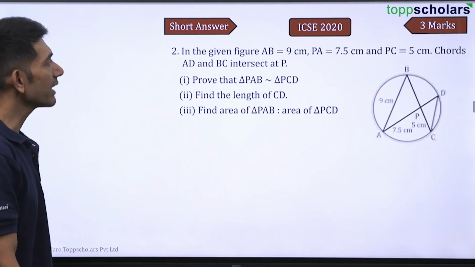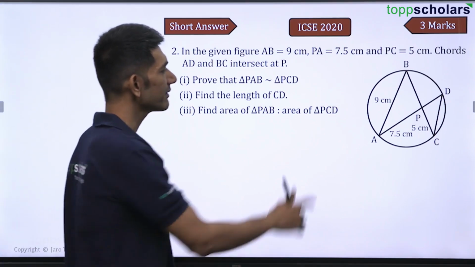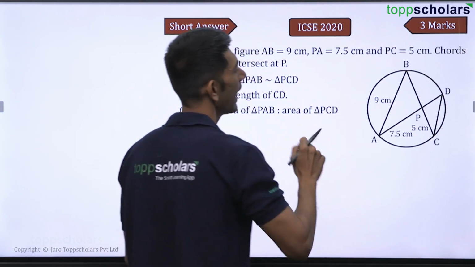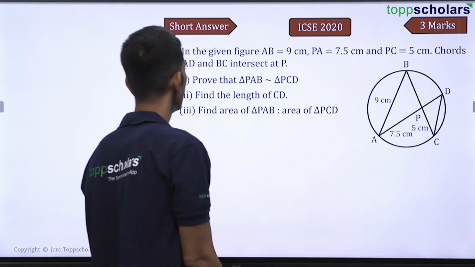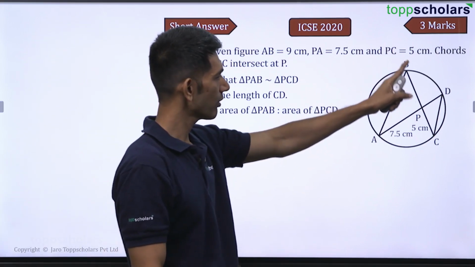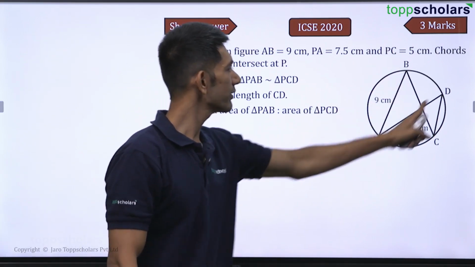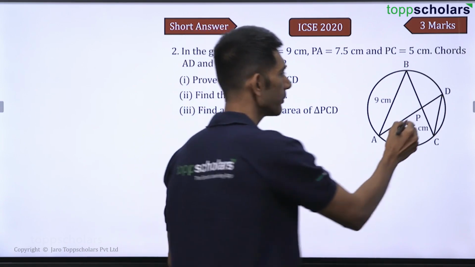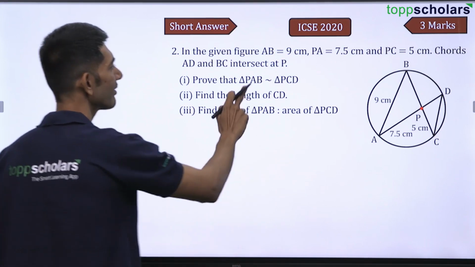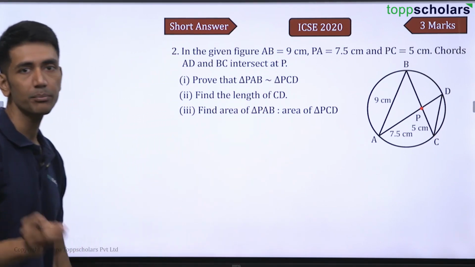It says, in the given figure, AB is 9 centimeter, PA is 7.5 centimeter, and PC is 5 centimeter, given. So chords AD and BC intersect at point P. There are two chords AD and BC, they intersect at point P. So this is the point of intersection and all the other values are given. We are supposed to prove that triangle PAB is similar to triangle PCD.